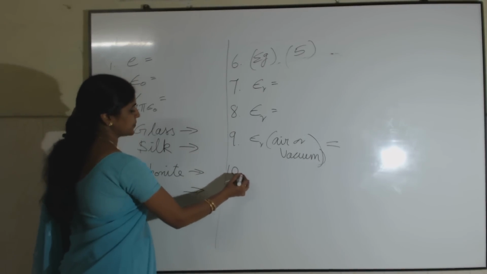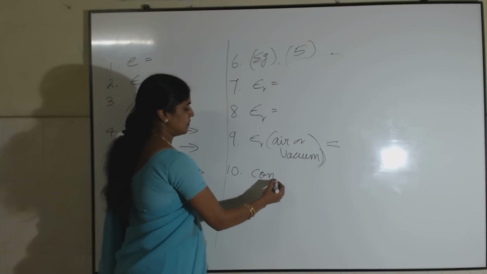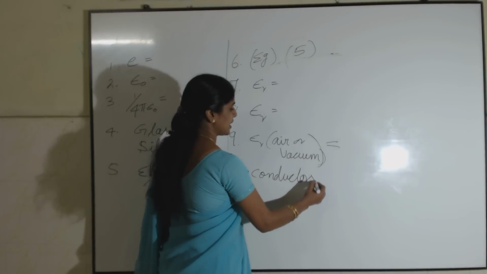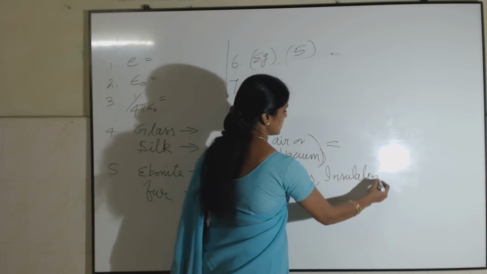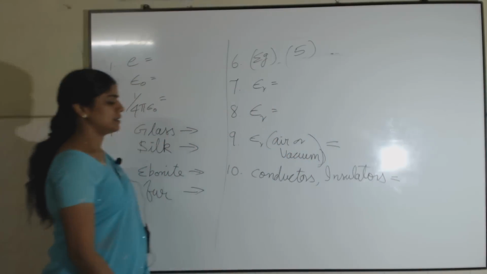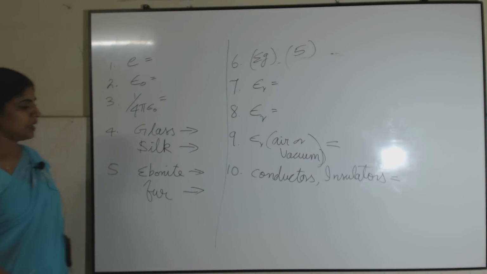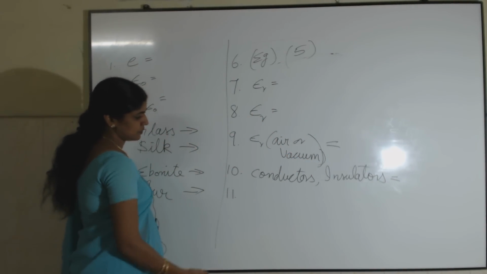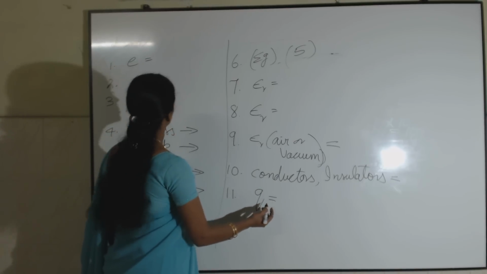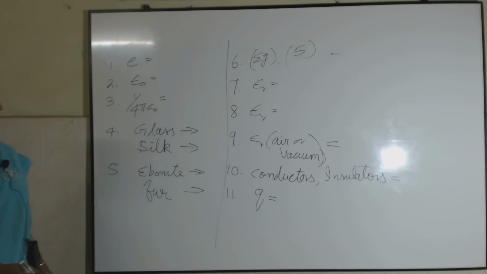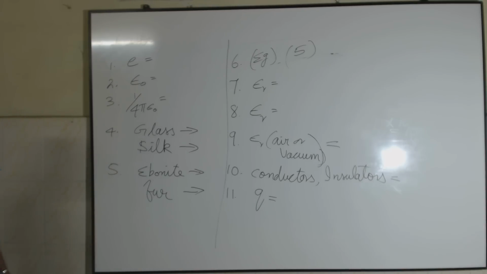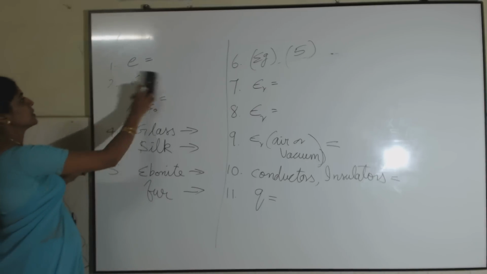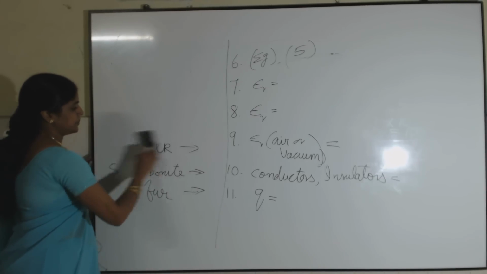Then the 10th one, give some examples for conductors and insulators. 11th one, what is the formula for Q equal to? Q is equal to, based on the quantization of electric charge, how to find out the total charge of any system. Write the formula. Then I will go for some problem.